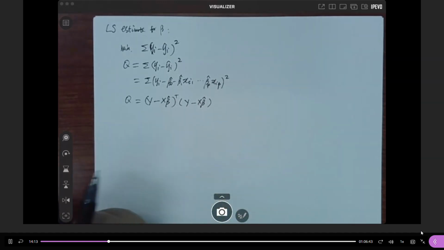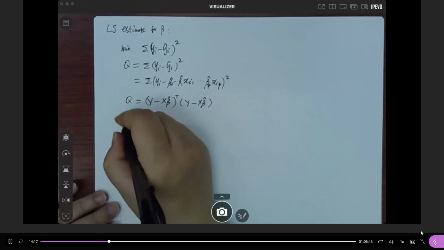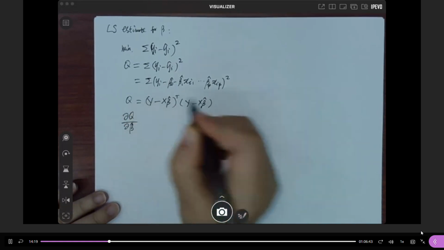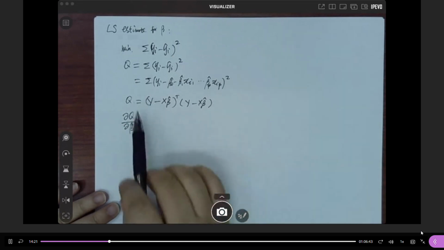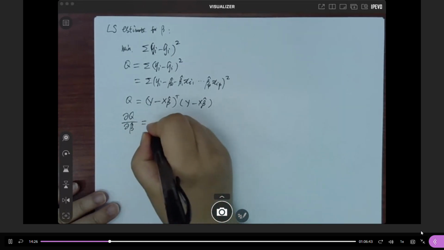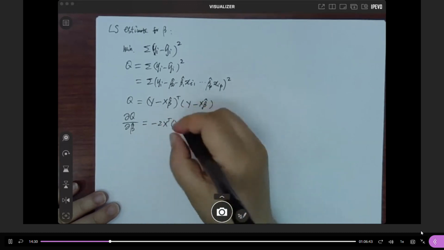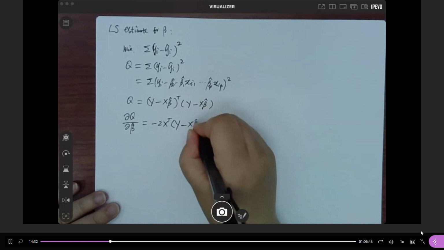Okay, then you do partial Q, partial beta hat. A scalar with respect to a vector. So this is negative 2 x transpose x beta hat.